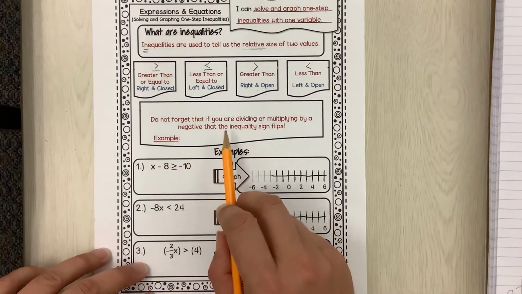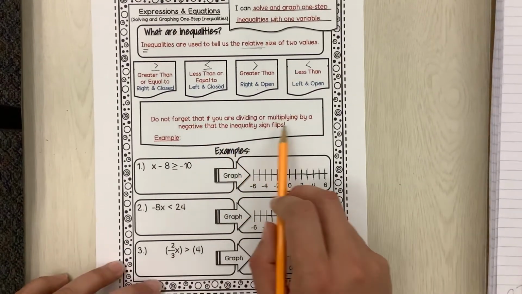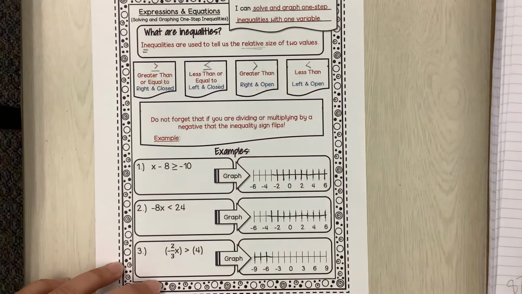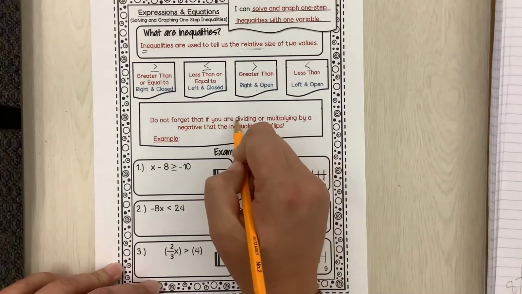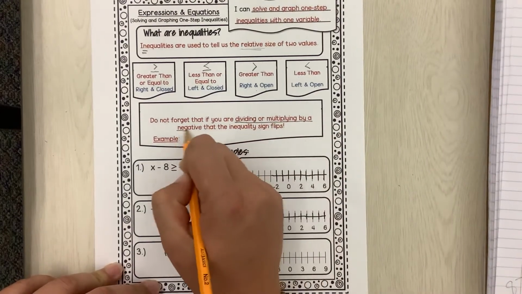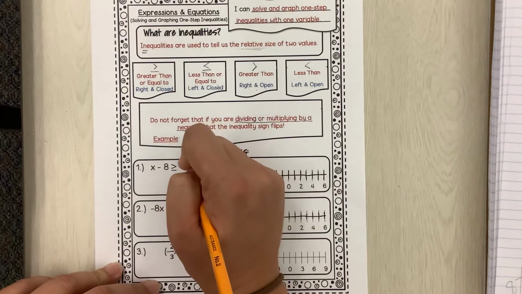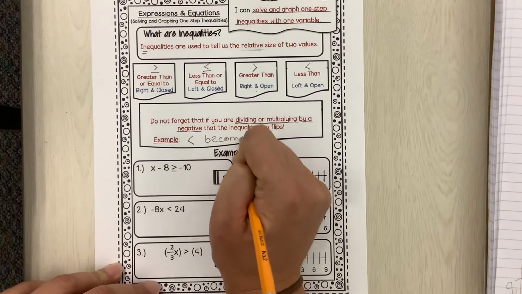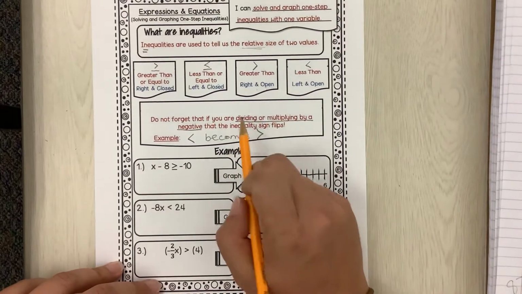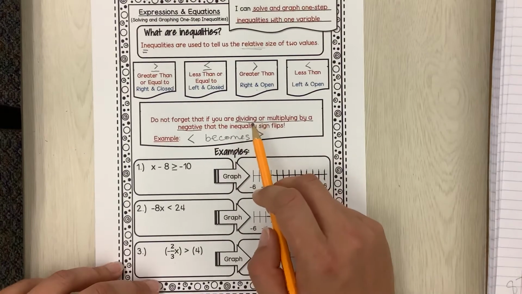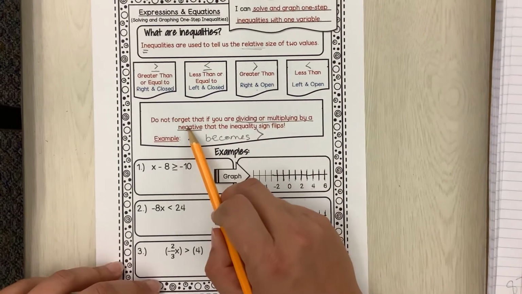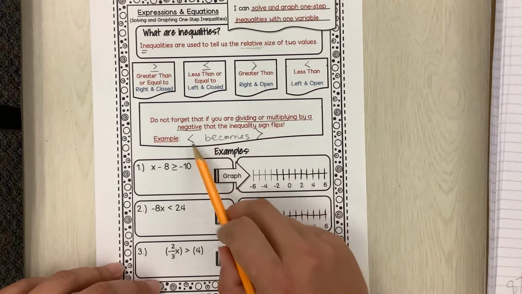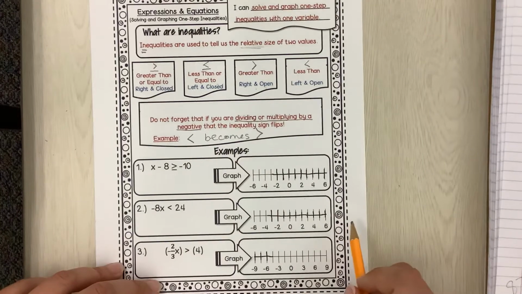Okay, do not forget that if you are dividing or multiplying by a negative, the inequality sign flips. So this is only for dividing and multiplying by a negative. So this less than could become greater than. This is a very important rule that you're going to have to memorize, okay? When you're dividing or multiplying by a negative, it has to be a negative. If it's a positive, it doesn't matter, it stays the same. But if you're doing a negative, it must change the inequality symbol.